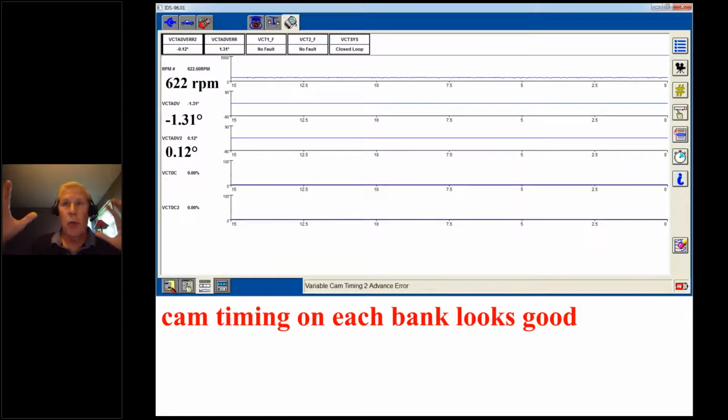So there's usually two things that a tech will probably think about. One would be possibly cam timing or maybe a restriction in the exhaust. These are good possibilities. Fortunately on this engine, they have good cam timing PIDs that do not turn off if there is an issue. They do not default to 0. So right now at idle, when this engine is misfiring, both my cams, bank 1 and bank 2, are close to 0 degrees where they're supposed to be. So the cam timing looks pretty good.